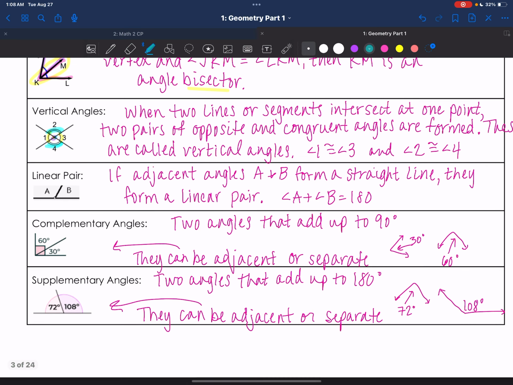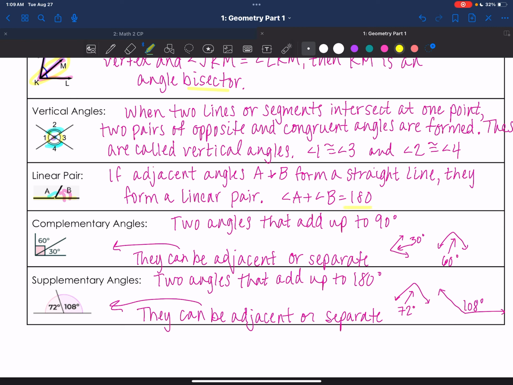All right, next up, linear pair. So adjacent, again, there's that word adjacent. Adjacent means that they share this side right here. So if adjacent angles A and B form a straight line, so those two together form this line, they form a linear pair. So when you see linear, you see the word line, so it forms a straight line. And remember, straight lines are 180 degrees. So angle A plus angle B equals 180 degrees, which is this whole line.